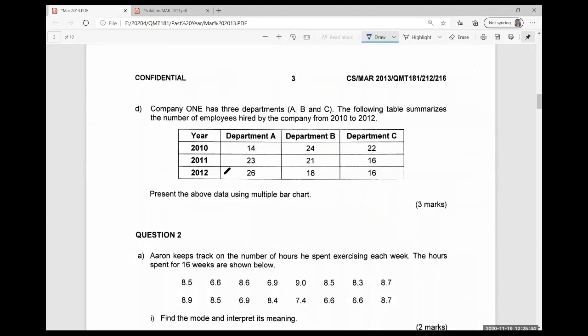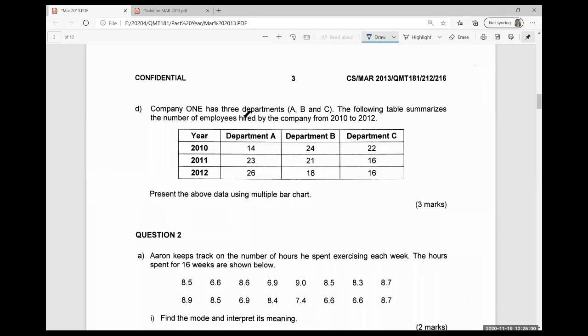And then the second part is the drawing of a multiple bar chart. So how to draw the multiple bar chart? Let me just draw this quickly. For this one, company 1 has 3 departments, A, B, and C.